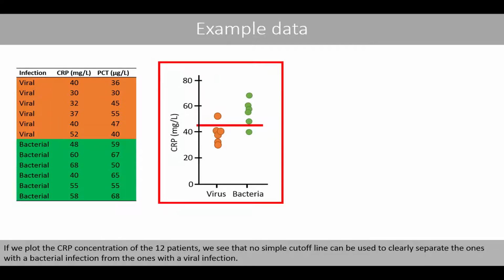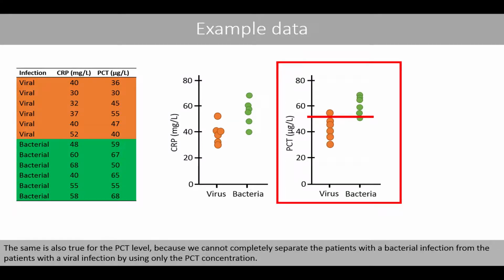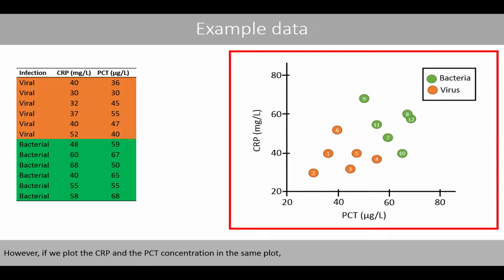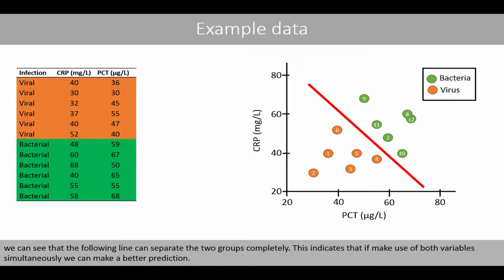If we plot the CRP concentration of the 12 patients, we see that no simple cutoff line can be used to clearly separate the ones with a bacterial infection from the ones with a viral infection. The same is also true for the PCT level, because we cannot completely separate the patients with a bacterial infection from the patients with a viral infection by using only the PCT concentration. However, if we plot the CRP and the PCT concentration in the same plot, we see that the following line can separate the two groups completely. This indicates that if we make use of both variables simultaneously, we can make a better prediction.